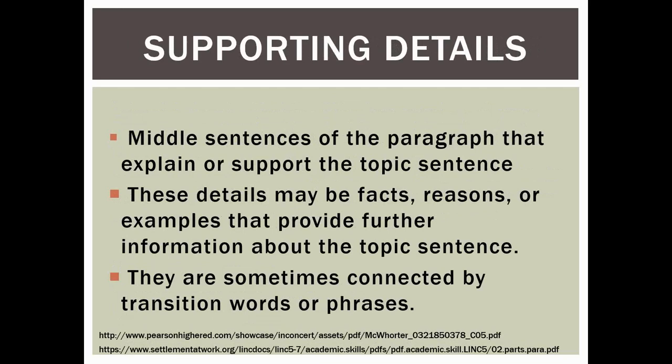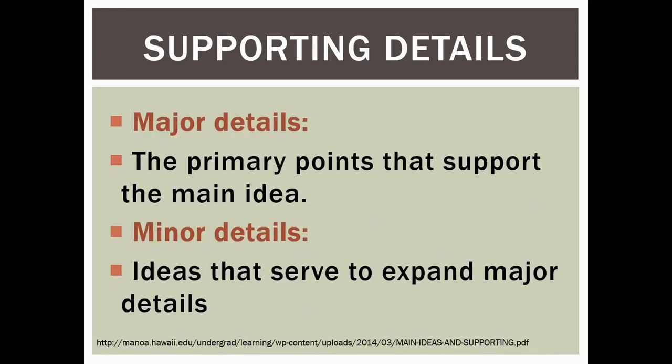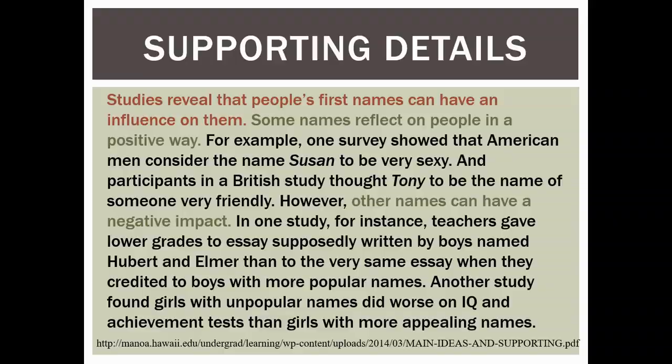Let's now cover supporting details. Supporting details are middle sentences of the paragraph that explain or support the topic sentence. These details may be facts, reasons, or examples that provide further information about the topic sentence. They are sometimes connected by transition words or phrases. So there are two types of details. They are major details, the primary points that support the main idea, and the minor details, that are ideas that serve to expand major details. Okay?